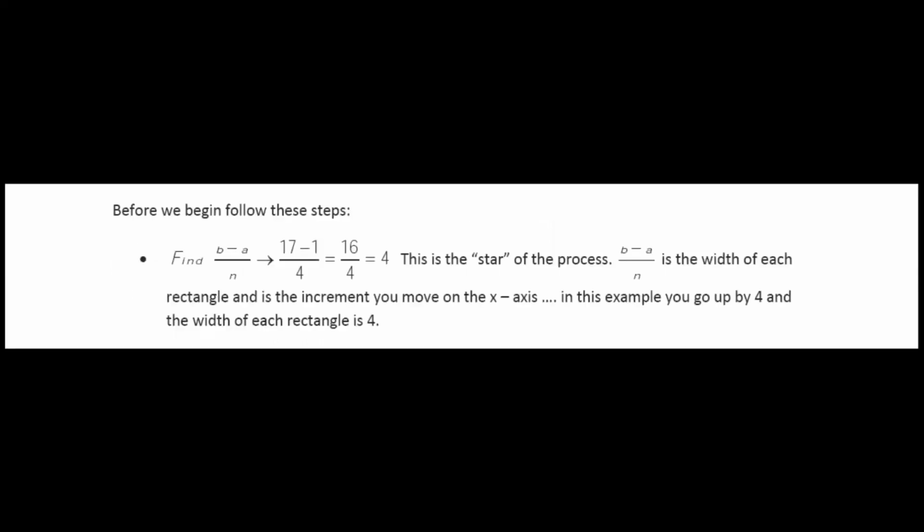Let's do, first of all, before we begin, we need to find our delta x. The delta x is the same for the left and right. So we'll take 17 minus 1, which is 16, divided by 4. That's 4. So that's my delta x. That's the width of each rectangle, and that's my increment.